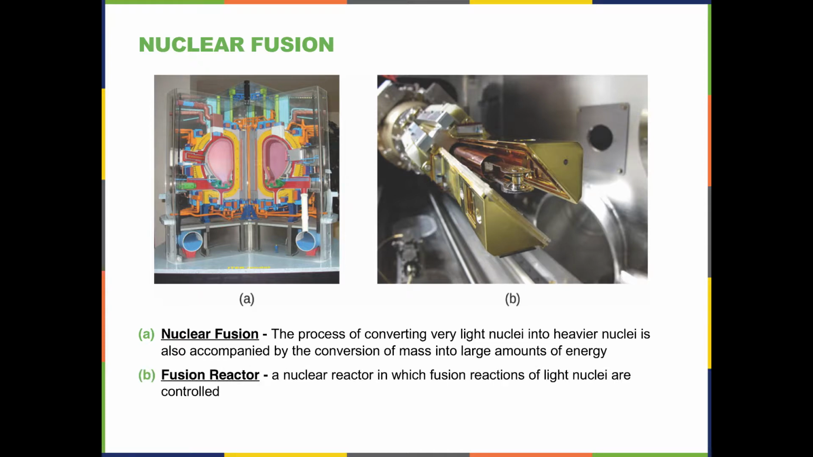A fusion reactor is simply a nuclear reactor in which fusion reactions are used to produce the energy. And this is just one example of a fusion reaction. You take two different forms of heavy hydrogen. One's called deuterium, the other's called tritium. Deuterium is 2-1 and tritium is 3-1. These are put together to form an alpha particle and a neutron, and in the process, significant energy is produced.